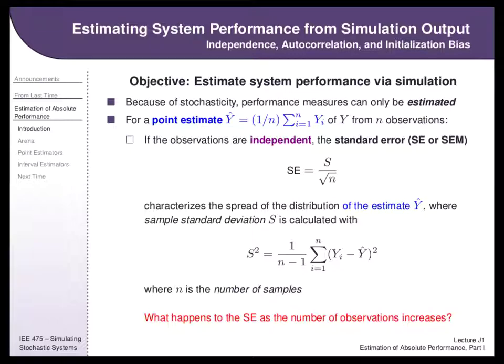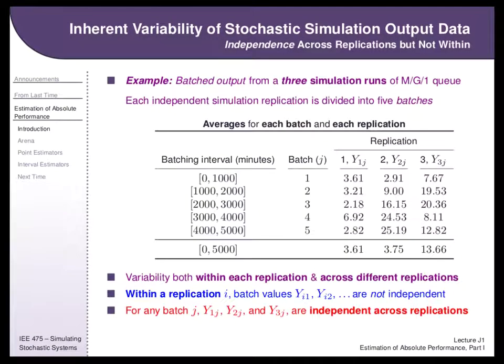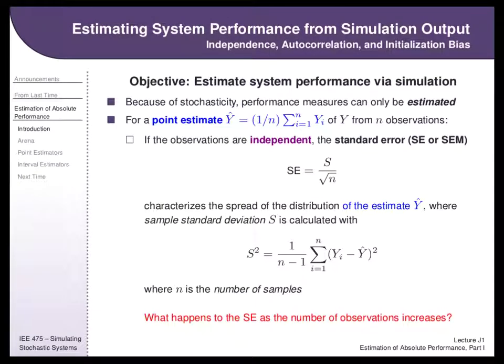Question? So you said that within a replication they are not independent, right? Right, they could be correlated. So they're not independent within, but they are across. And so if you have independence, we can calculate a point estimate. We can average over those independent samples.